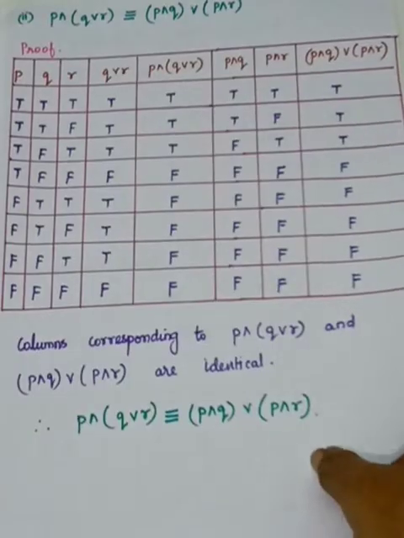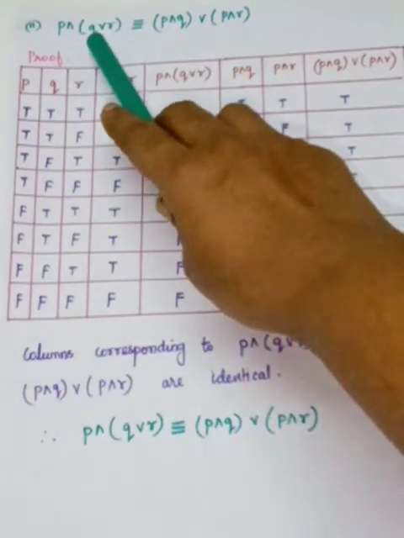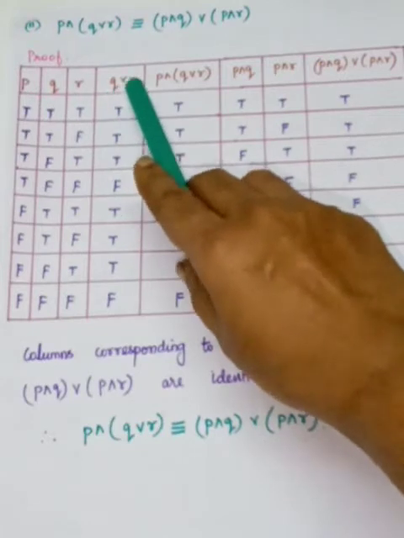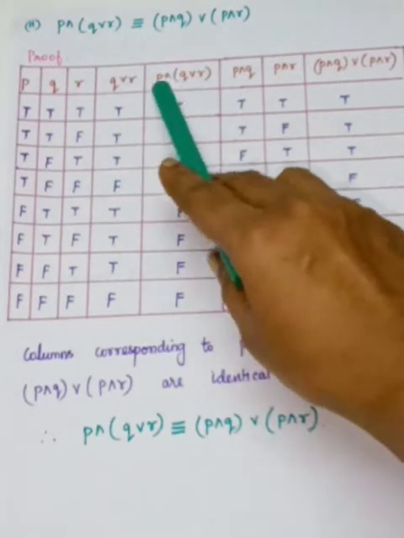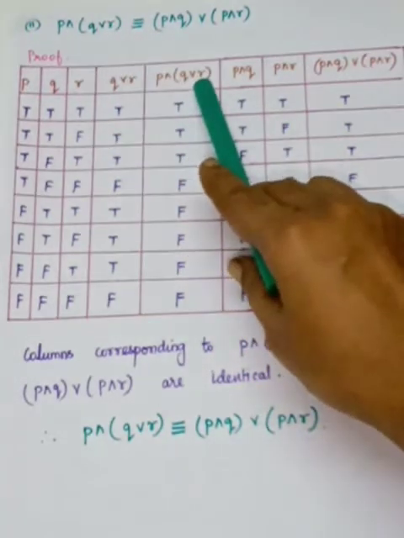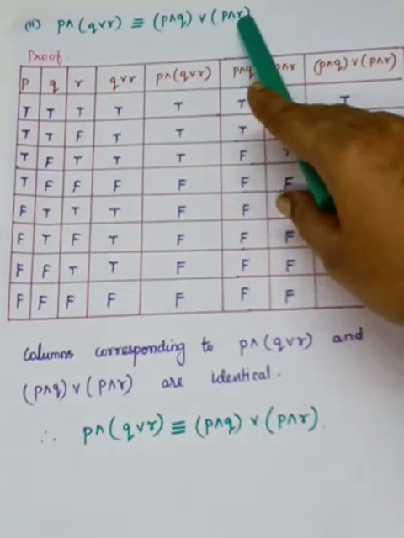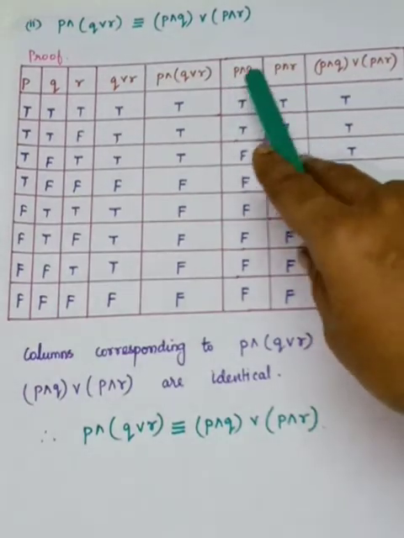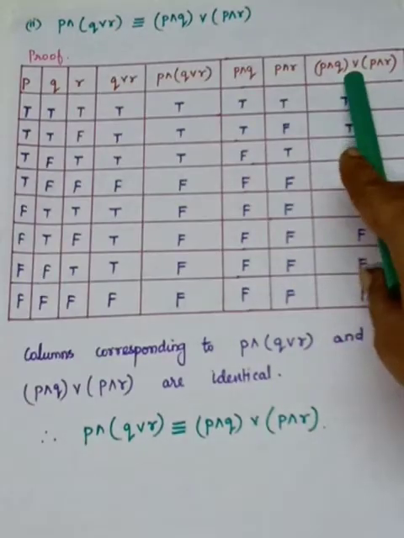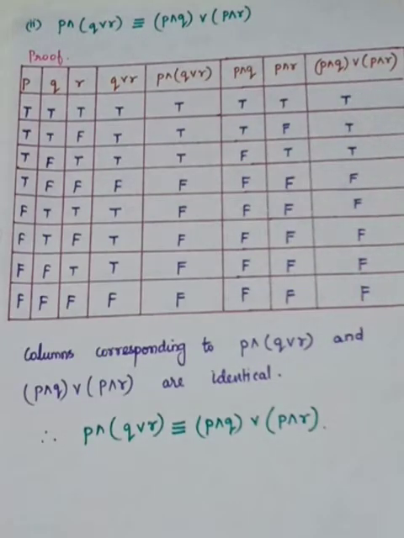So 8 rows have to be written. So here in the bracket, first you have to evaluate Q or R. Next P and (Q or R). Next P and Q, that has to be found. Next P and R. So for these two you have to use the connective or. Okay, so here the same thing.